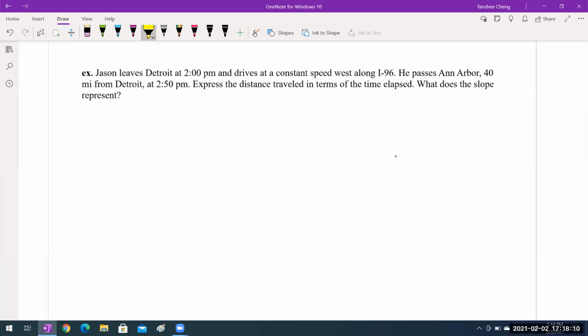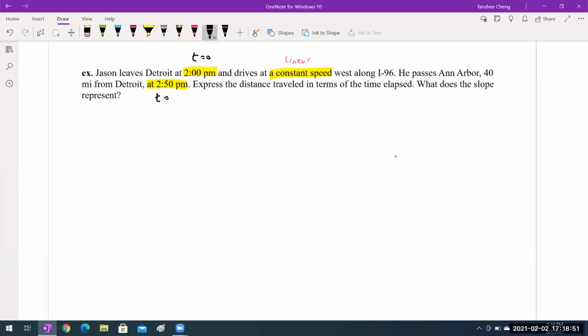So in this case, the problem has a constant speed, which indicates that we are looking at a linear model. To talk about this linear model, I can denote 2 p.m. as the initial time, so I will say that t equals 0. And 2:50 p.m. is where the time ends that we want to look at.